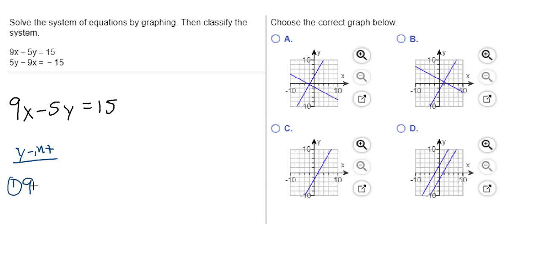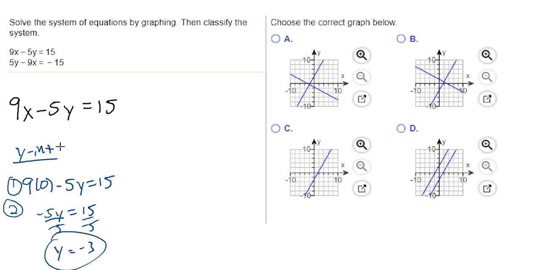So step 1, we have 9 times 0 minus 5y equals 15. That's plugging in 0 for x. And then step 2, solve for y. So we divide by -5 on both sides. We get y is equal to -3. It works out to be a nice answer. So we get (0, -3). So any graphs over here that do not have a line containing the point (0, -3) can be eliminated.